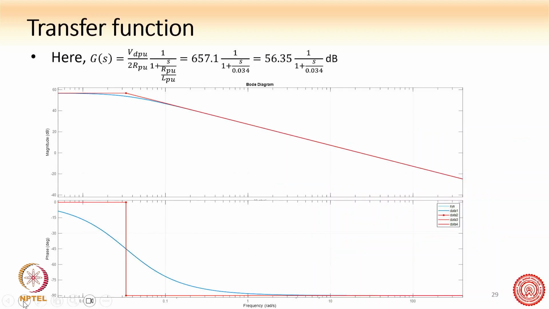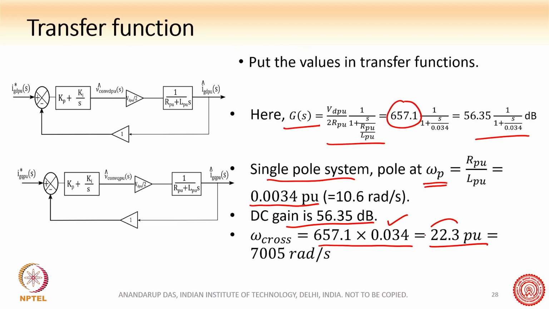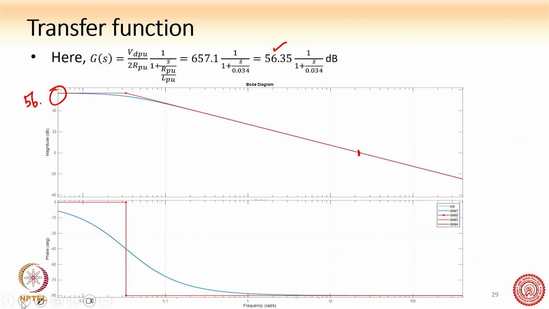So you can see here the Bode plot. This is 56 dB, here it is, and you will have omega cross here, and this is 22.3 per unit, right? This axis here is not fully incorrect, this is radian per second in per unit. So this axis is in per unit.